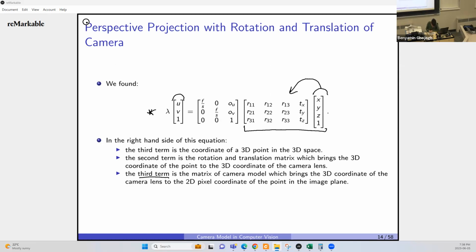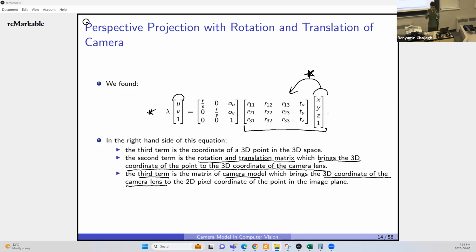The third term is a matrix of camera model, which brings the 3D coordinate of the camera lens to the... let me think. Yes, I'm talking about this. This is the rotation and translation matrix, which brings the 3D coordinate of the point to the 3D coordinate of the camera lens. So it considers that we might have some translation and rotation of the camera. This matrix compensates that for us.